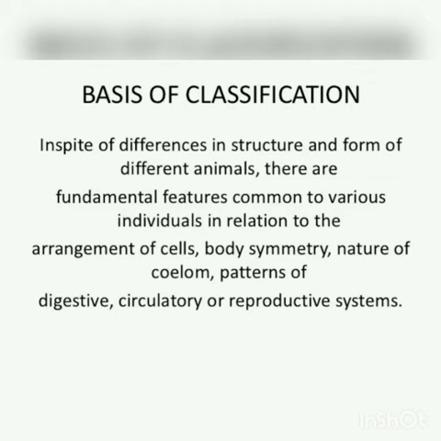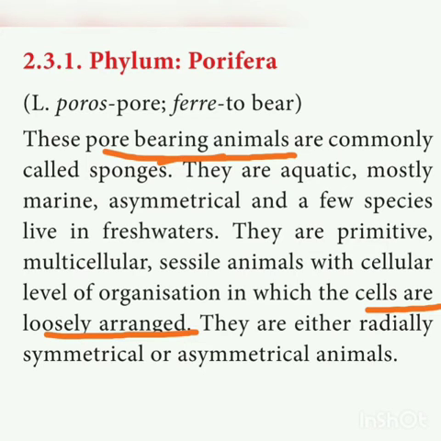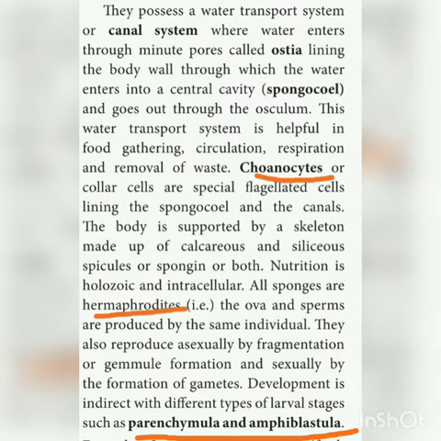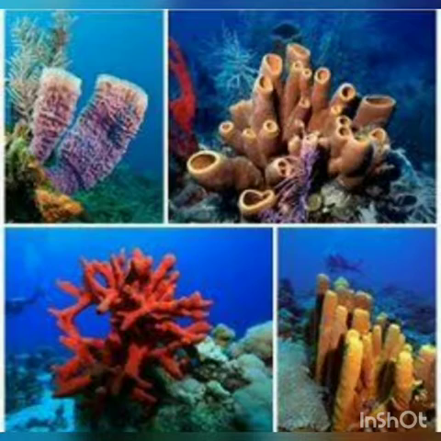ஓகேவா? ஃபர்ஸ்ட் we start with phylum Porifera. Porifera, pore bearers. They are aquatic, marine. Water enters into the ostia and exits out through the osculum. Special type of cells are present, choanocytes. And then the body is covered by spicules or spongin. Okay, and they are hermaphrodite. The larva is parenchymula or amphiblastula.